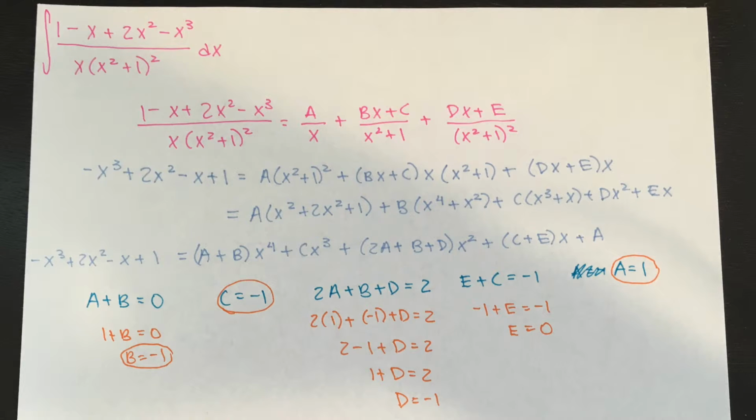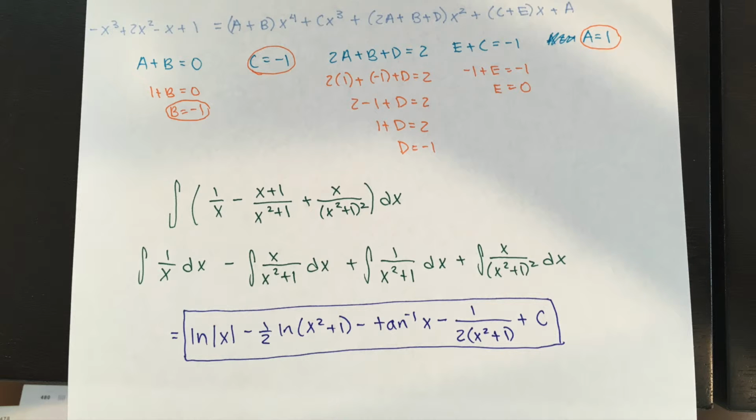On the left side of the equation we have negative x cubed, so that means that our c value has to equal negative 1. We can use the same process with the rest of the variables. After we have set up equations for each of the variables, we can start to solve for each of these constants. We can see that we already know the values of c and a, so we can plug them into our other equations to solve for the remaining variables.